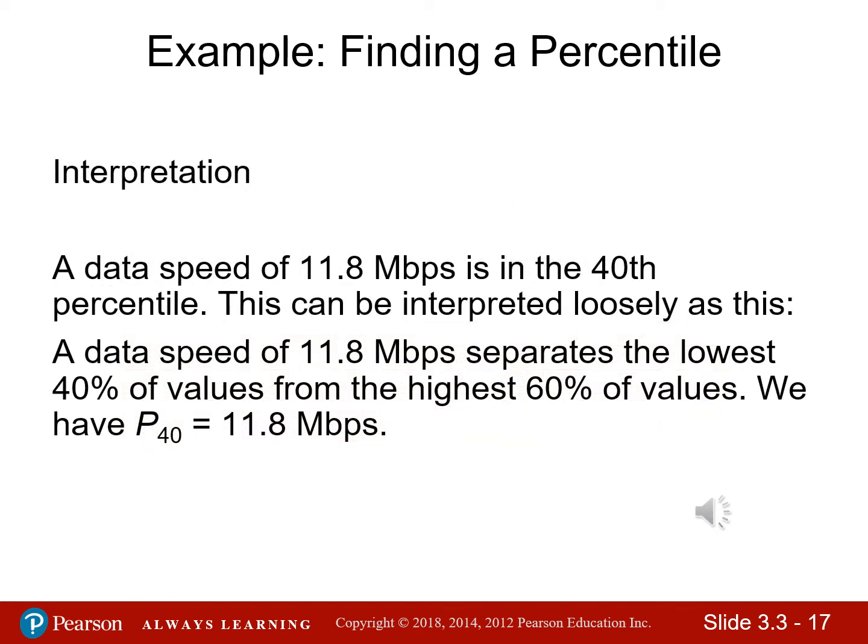So we would say that a data speed of 11.8 megabits per second is in the 40th percentile of this data set. This can be interpreted loosely as the data speed of 11.8 megabits per second separates the lowest 40% of the values from the highest 60% of the values. And we would write this as P40 equals 11.8 megabits per second.